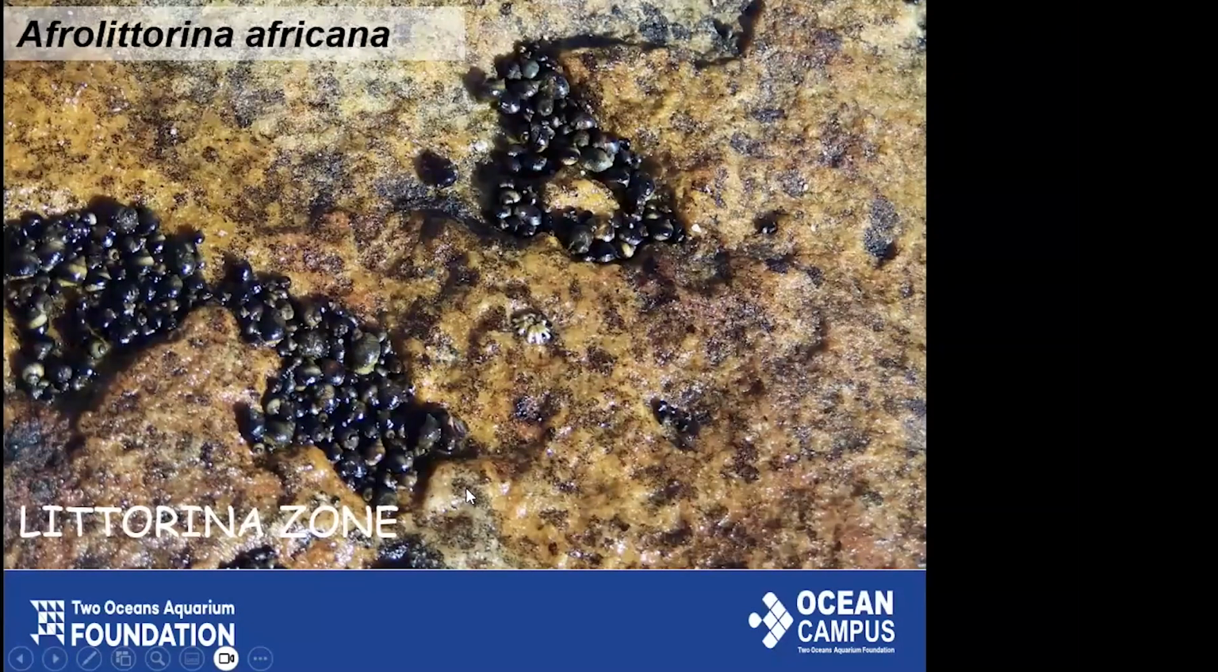Okay, so starting with the Littorina zone. The reason it's named the Littorina zone is because the most abundant and the indicator species that is found in this area is the Littorina snails. Their scientific name is Afrolittorina africanus, and it has gone through a number of changes. So I think that's the most recent one. And it's these tiny, tiny little snails that we find in this particular area.